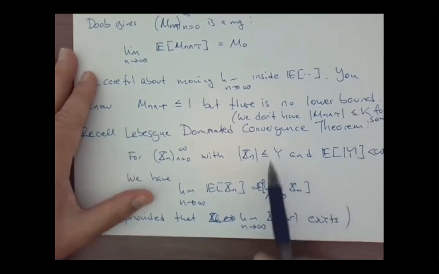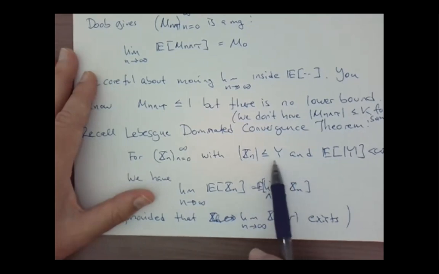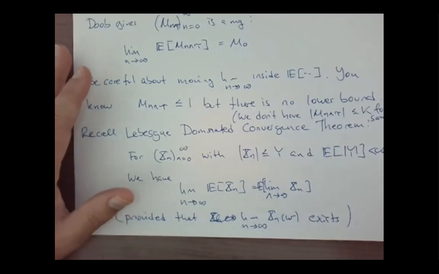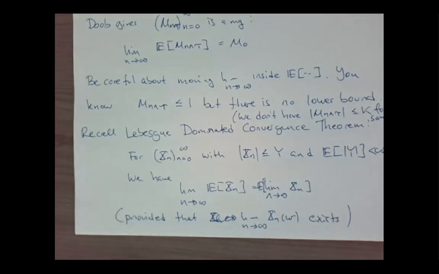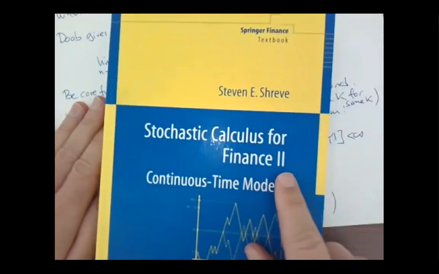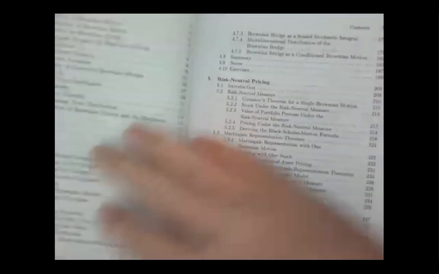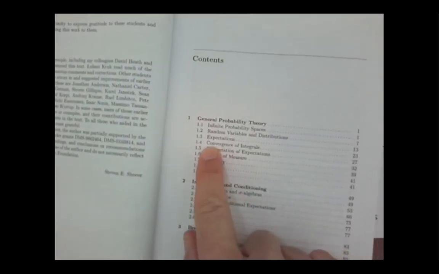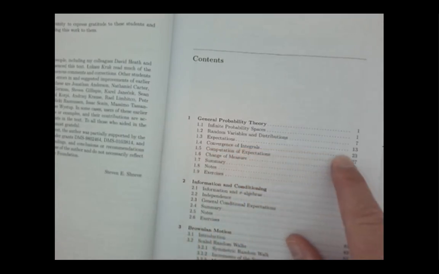The monotonicity property is replaced by this random variable y that dominates all the x's. Maybe I can show you where you can read more about this. Just find a textbook. Go into the second one, and you'll find it over here in the beginning somewhere. It's always this convergence of integrals. So this is on page 23.